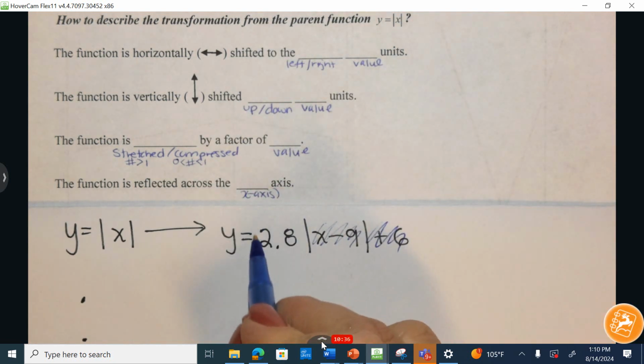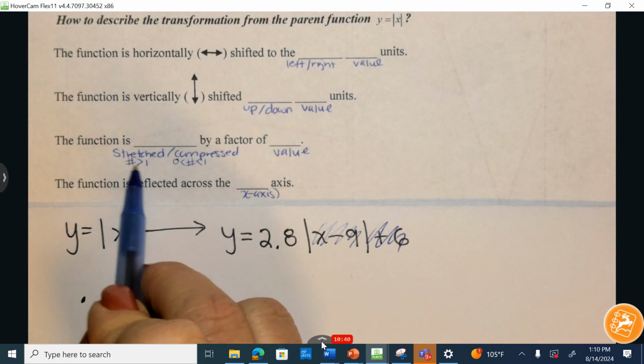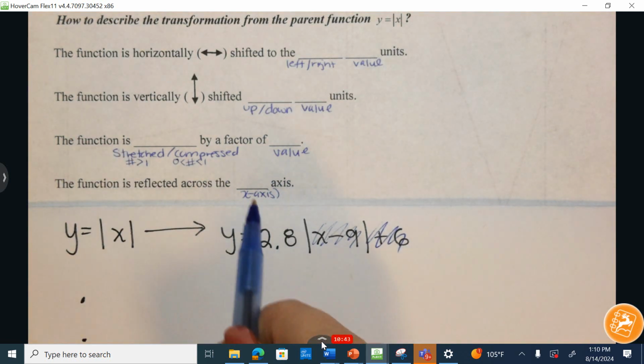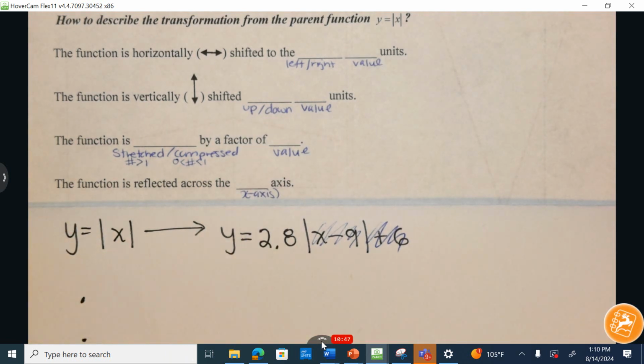This value is greater than 1. 2.8 is greater than 1, so the function is stretched by a factor of 2.8. There's no negative sign in front, so I don't have to worry about addressing the function reflecting across the x-axis. I only have 3 dots for this particular one.